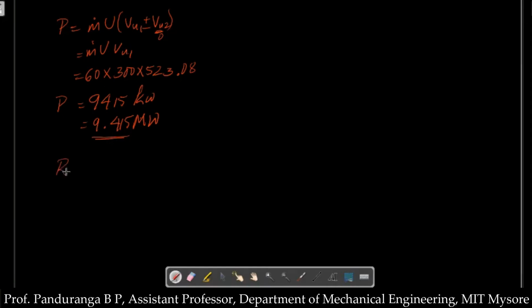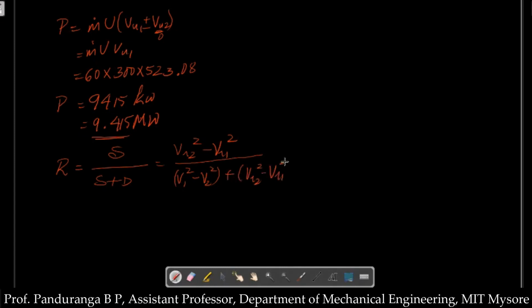Now we need to find out the degree of reaction. The degree of reaction is given by static component divided by static plus dynamic component. So here the static component is Vr2 square minus Vr1 square, divided by the dynamic component, which is V1 square minus V2 square, plus the static component, Vr2 square minus Vr1 square. So now substitute the values.